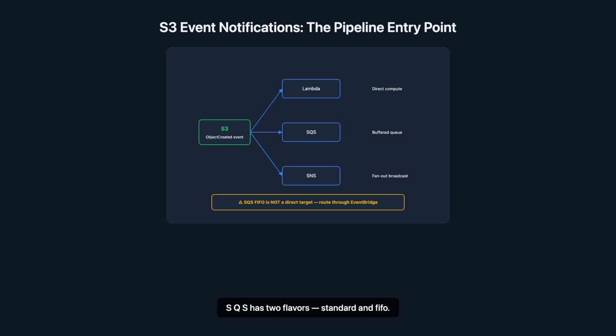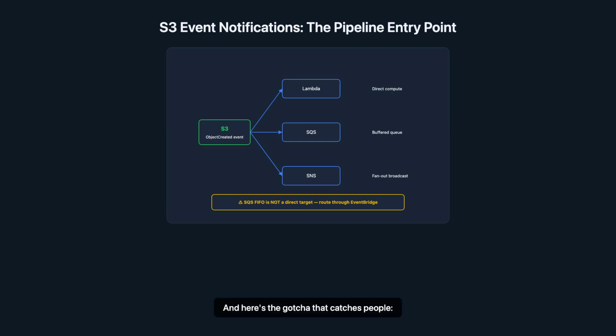SQS has 2 flavors, standard and FIFO. SQS FIFO queues guarantee messages are processed in the exact order they arrive, and they're never processed twice. That matters when sequence matters. Think financial transactions where you must apply a deposit before a withdrawal.